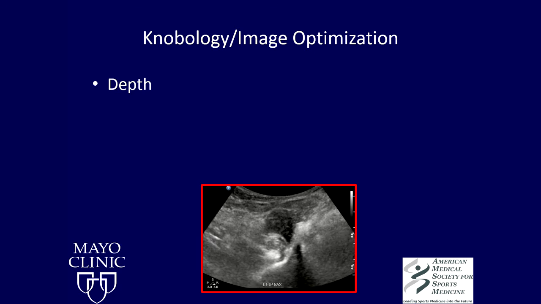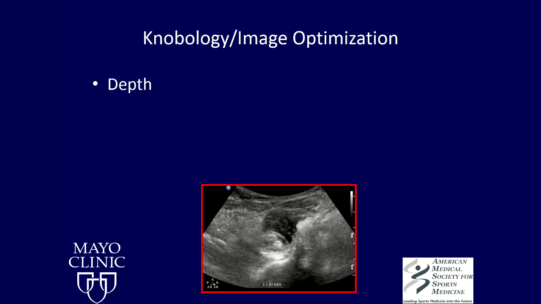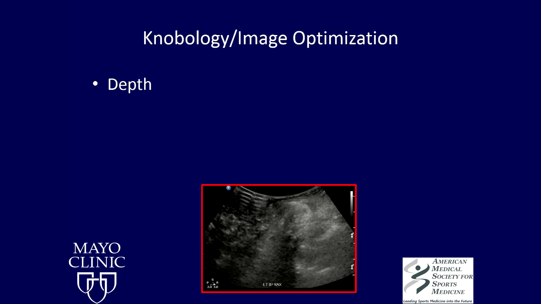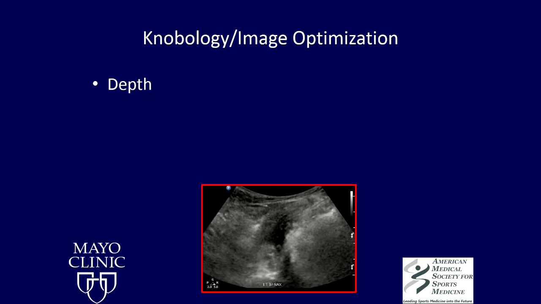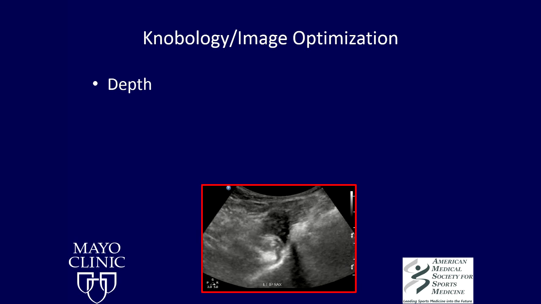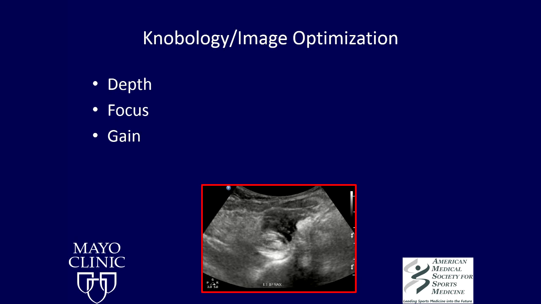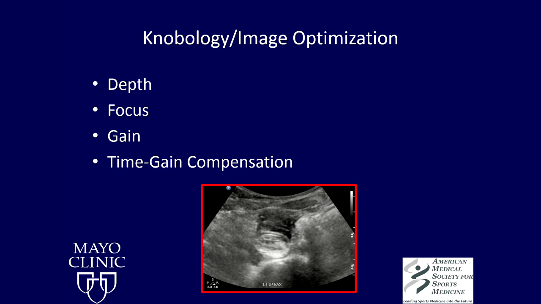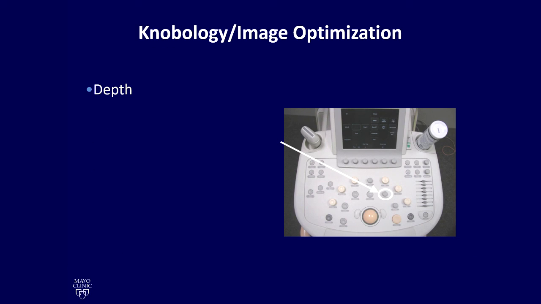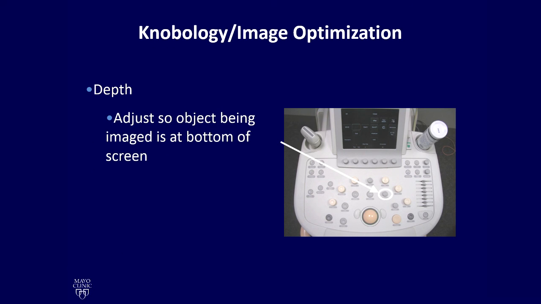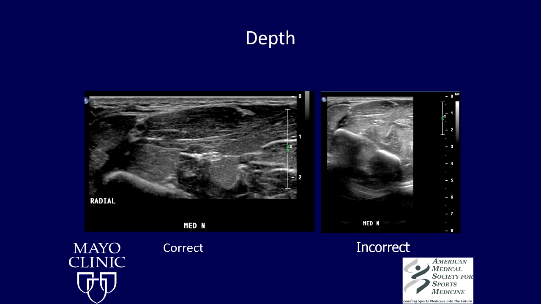After you've selected your transducer, you're doing your transducer manipulation, you've found your structure of interest, then you want to adjust some of the knobs. So the first thing that we'll do is adjust the depth, then the focal zones, then the gain, and then the time gain compensation. So the depth knob adjusts the overall screen depth, and what you want to do is line it up so that the structure of interest is either towards the bottom of the screen or somewhat in the middle of the screen.